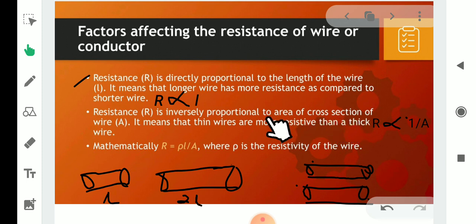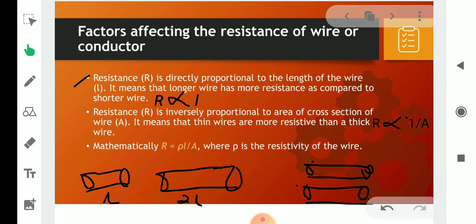Resistance is inversely proportional to area. Inversely proportional means area is in the denominator, right? R is inversely proportional to 1 by A. That means R is inversely proportional to area. So it means that thin wires are more resistive than thick wires. Thin wires have more resistance, but thick wires have less resistance.